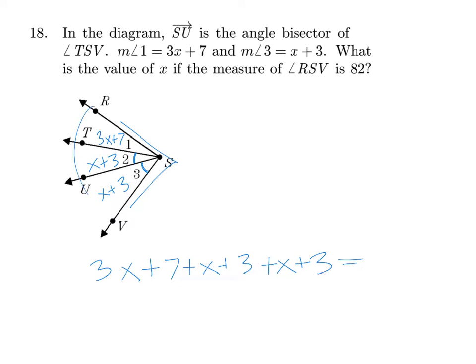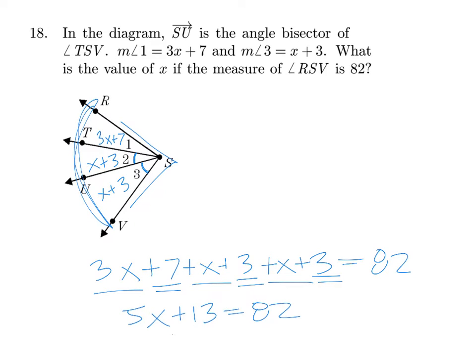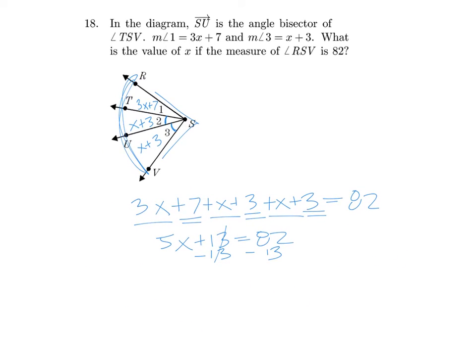have to add up to this whole thing, which is 82. So I have all these combined, which is 5x plus 13 is equal to 82. Subtract 13, and I get 5x is equal to 69. Divide by 5, and x is equal to 69 over 5, which is also equal to 13.8. That's all there is to that. We're done.